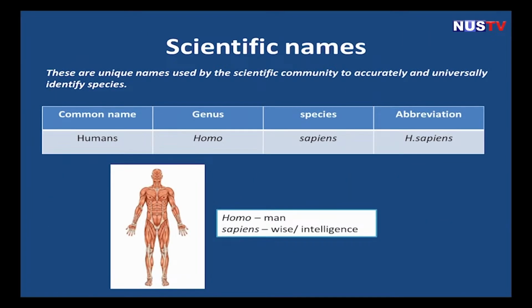The scientific name, so this is a good example of a scientific name. Our scientific name as humans is Homo sapiens. Homo, which means man, and sapiens, which means intelligence or wise.